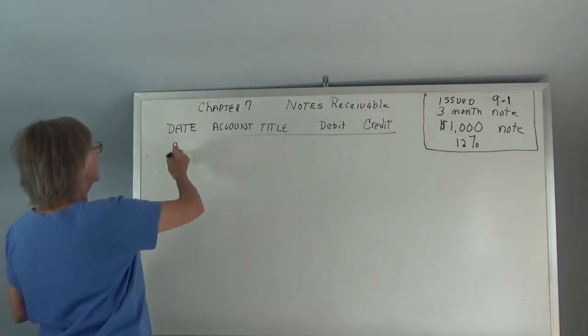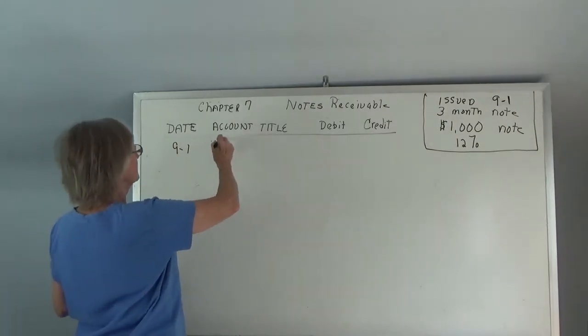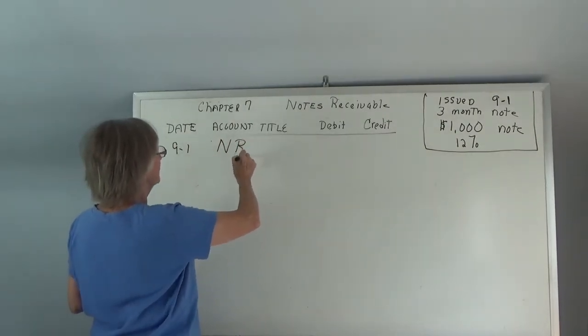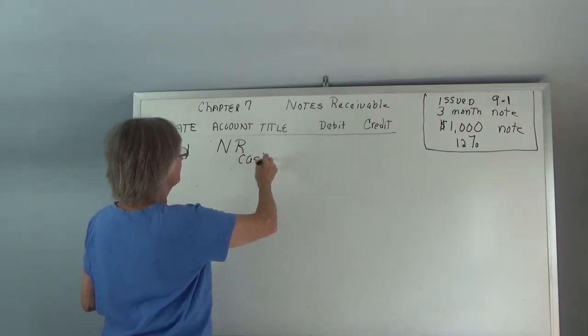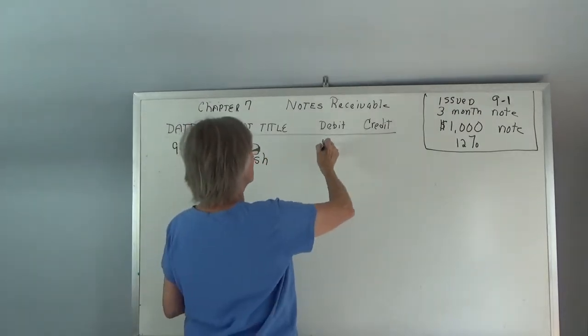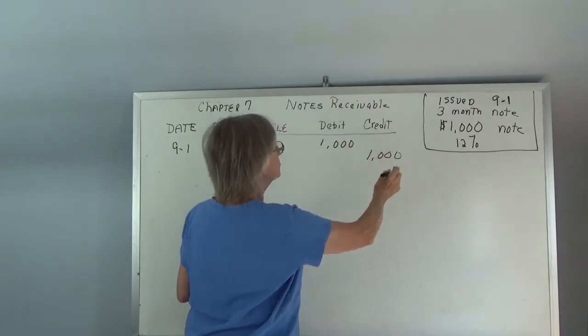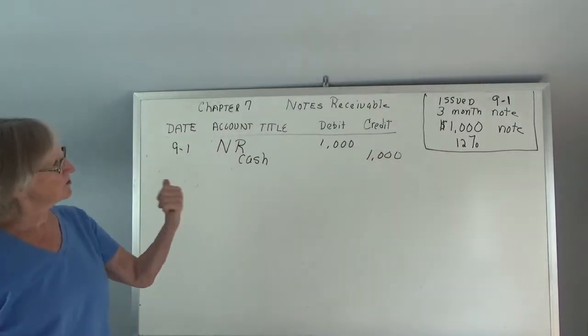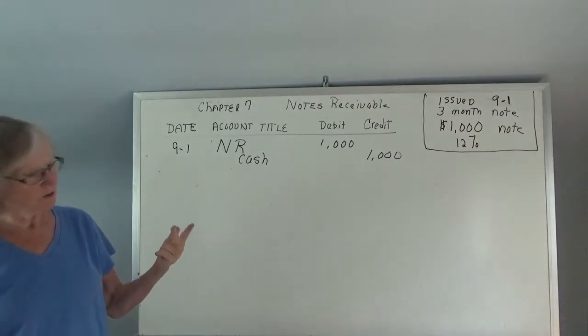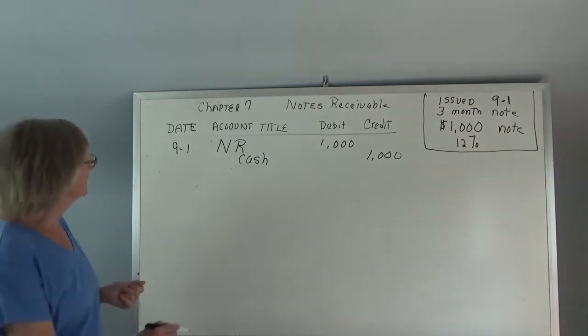So on 9/1, we issue the note. So we've got a note receivable, and I'm just going to keep it simple. We lent out some cash for $1,000. Okay, so it's due in 3 months, so that's September, October, November. So it would be due on 12/1.